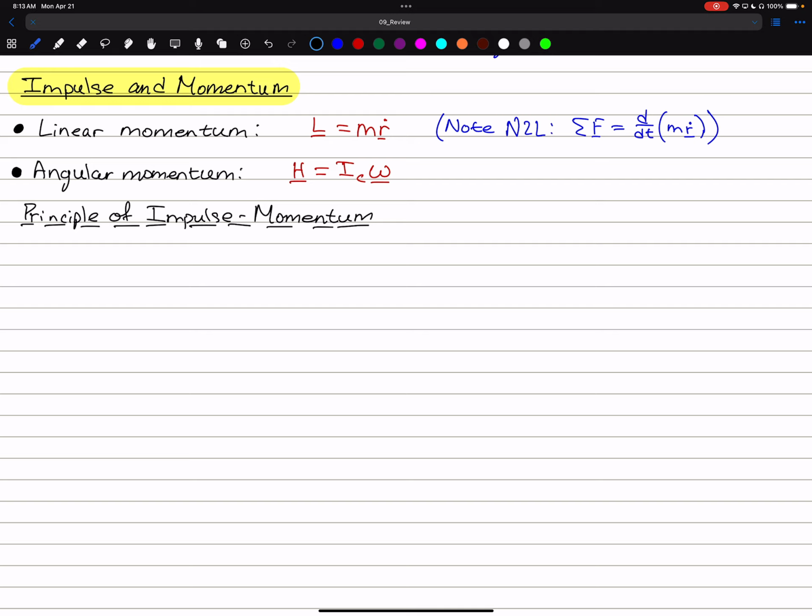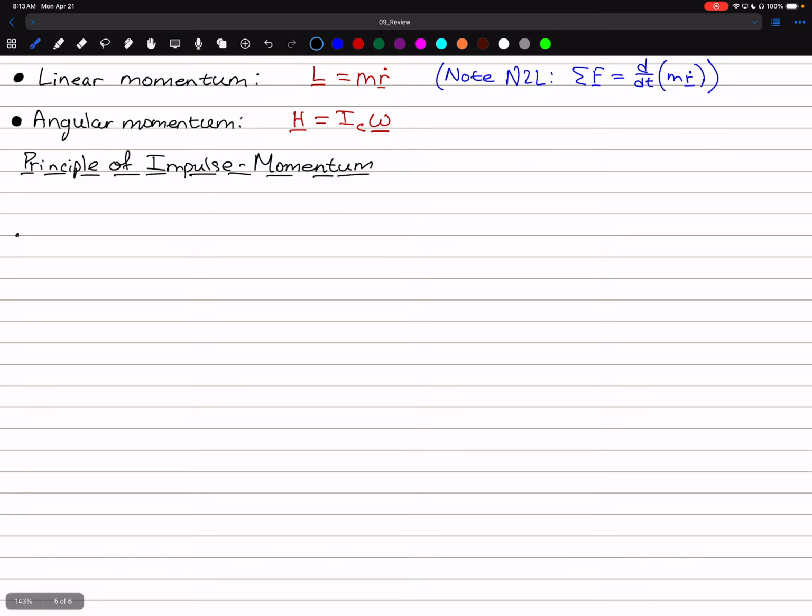All right, so looking at particles first, we can write that the sum of all of the impulses, which are the integrals from t1 to t2 of F dt, is equal to the mass times the velocity at time t2 minus the mass times the velocity at time t1, or the sum of all of the impulses acting on the system is equal to the change in the linear momentum.